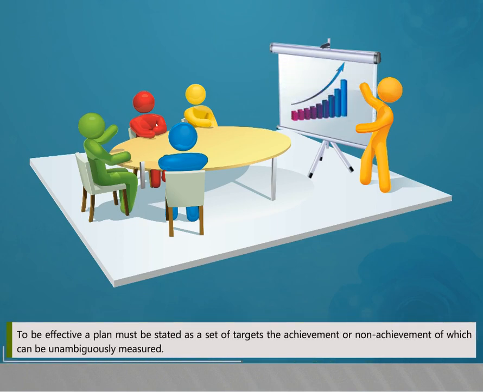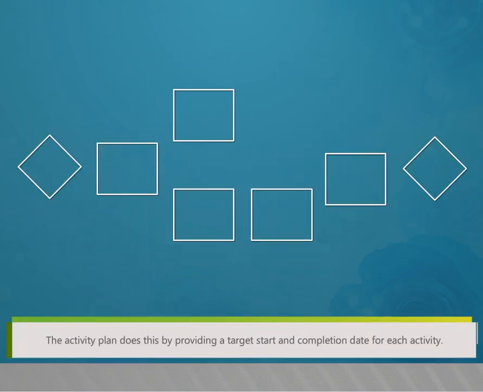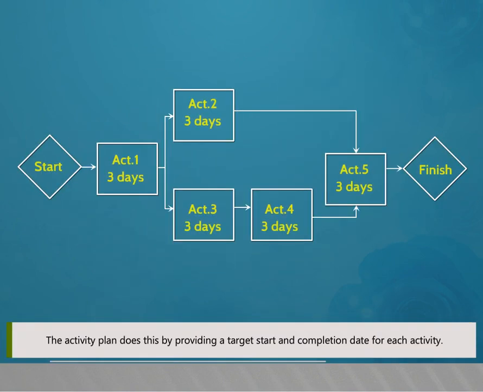To be effective, a plan must be stated as a set of targets, the achievement or non-achievement of which can be unambiguously measured. The activity plan does this by providing a target start and completion date for each activity or a window within which each activity may be carried out.